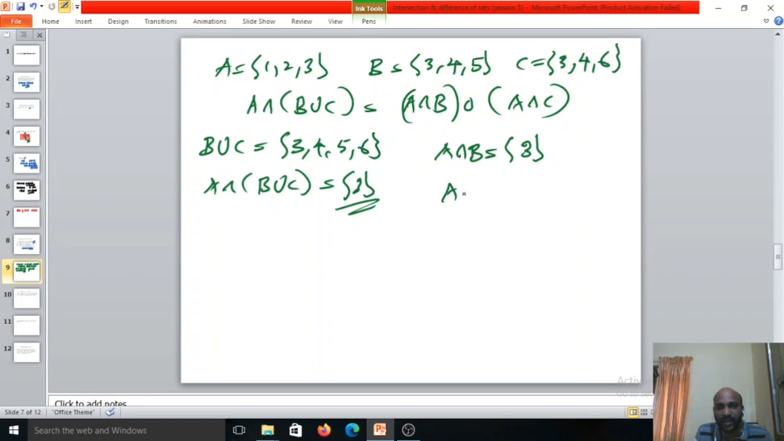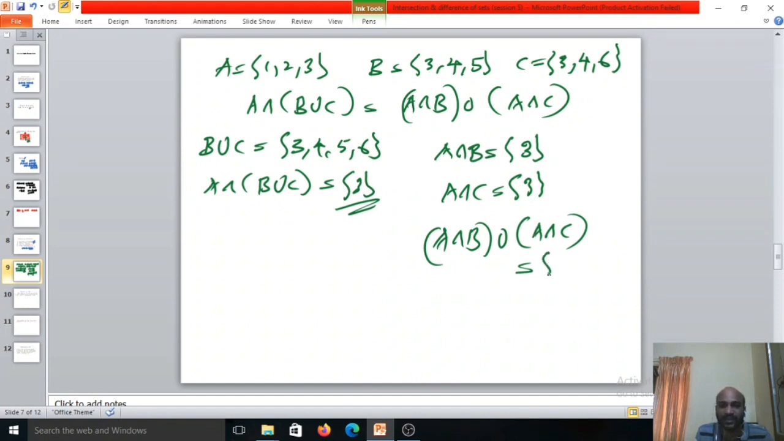Now A intersection C, the common element of A and C, is also set 3. Then A intersection B union A intersection C is set 3 union set 3, that is set 3 itself. So the left hand side is equal to the right hand side. So these sets satisfy the distributive property.